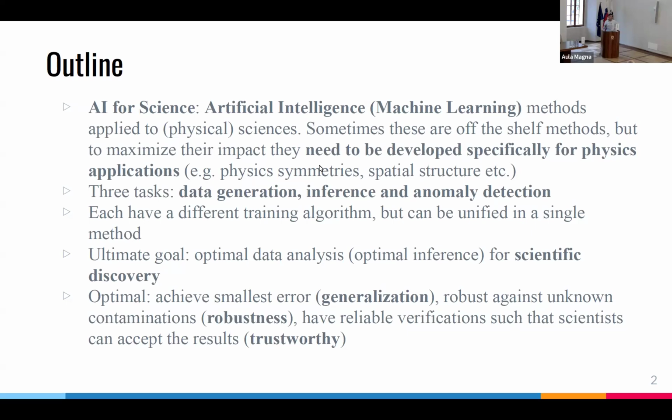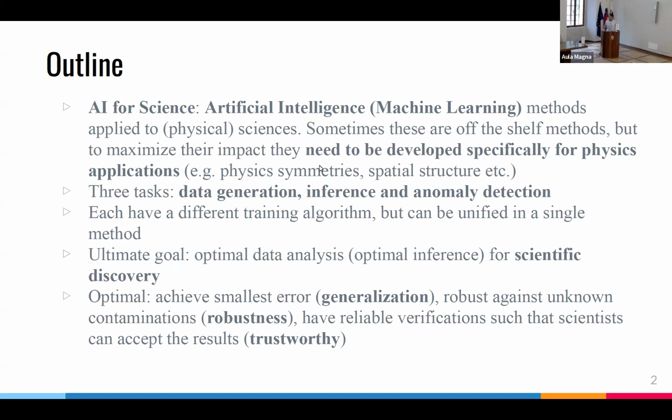But they can also be combined in a single method, and I'll talk a little bit about this. One of the goals that we want to achieve in scientific analysis is to do what we call optimal data analysis. But the question is, what does optimal mean? You can define optimal, for example, as achieving the smallest possible error on certain things that you want to measure. So basically you want to have the best outcome of scientific discovery.